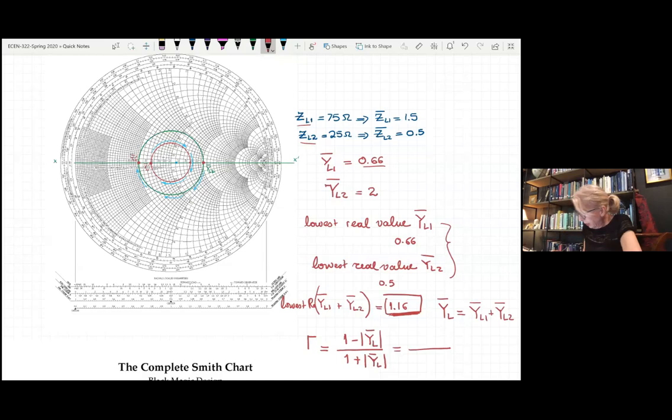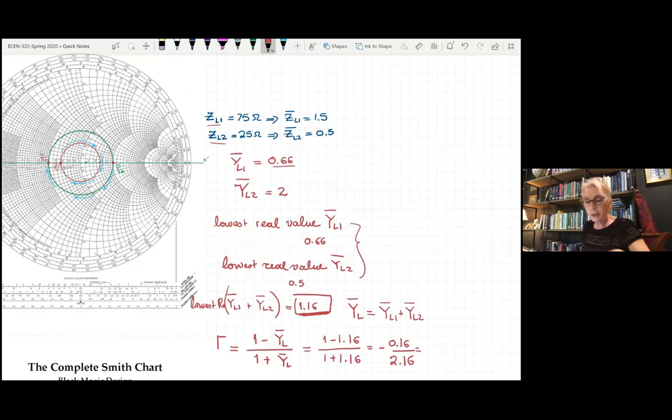So this is going to give 1 minus 1.16. And in fact, I don't need these ones. I don't even know why I put them. Over 1 plus 1.16, which is going to give you minus 0.16, divided by 2.16, which is the lowest value for the reflection coefficient you're going to get. You will never make the reflection coefficient zero in this particular case, but you're going to give it this lowest value. So this is for your homework solution for Monday.